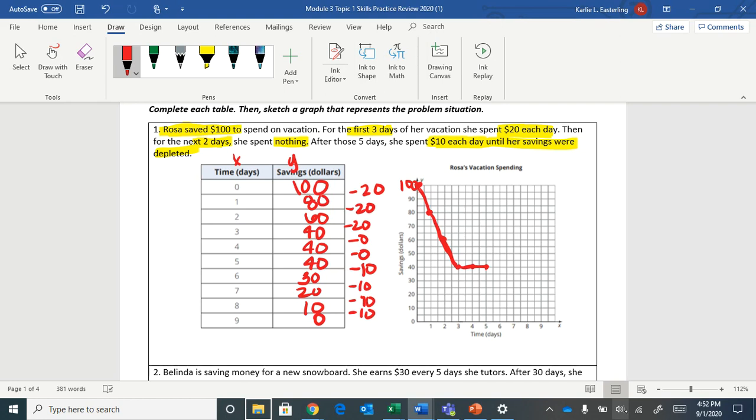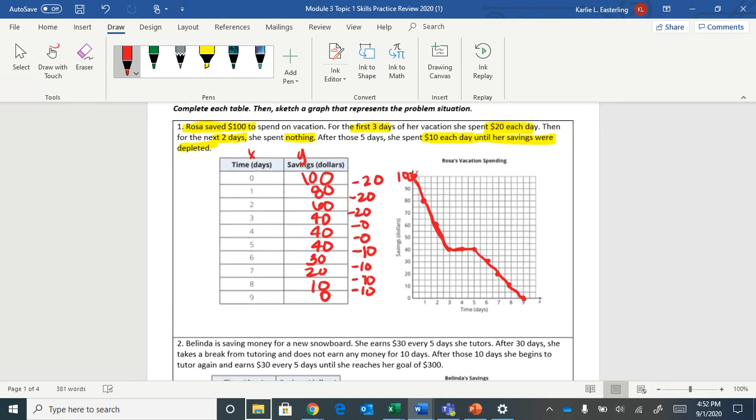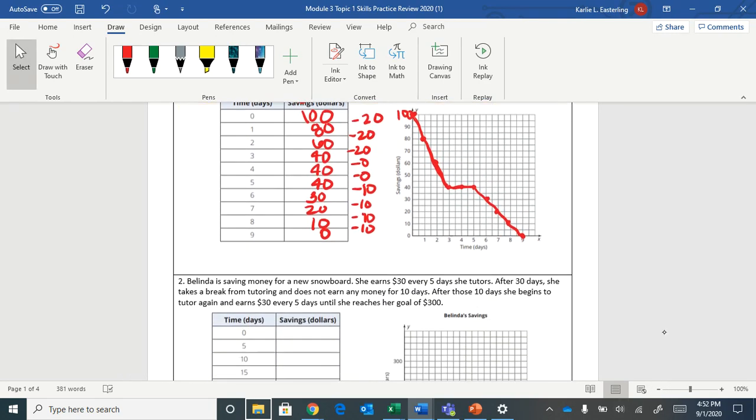And then at 6, we go down to 30. At 7, we go down to 20. At 8, we go down to 10. And at 9, we're finally at 0. So that is how you get your table and graph those. Because we saved $100 to spend, we're starting with $100, and then we go down throughout all that.